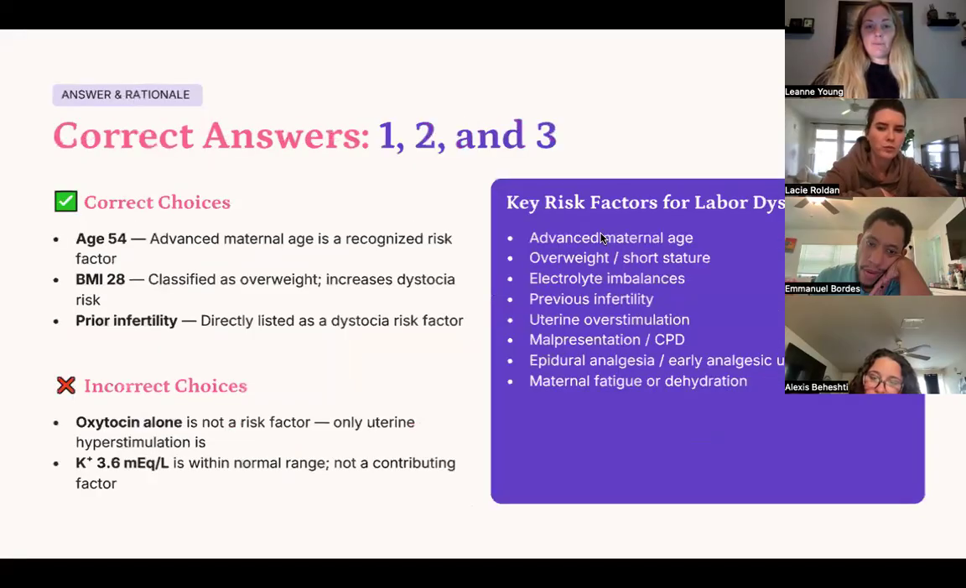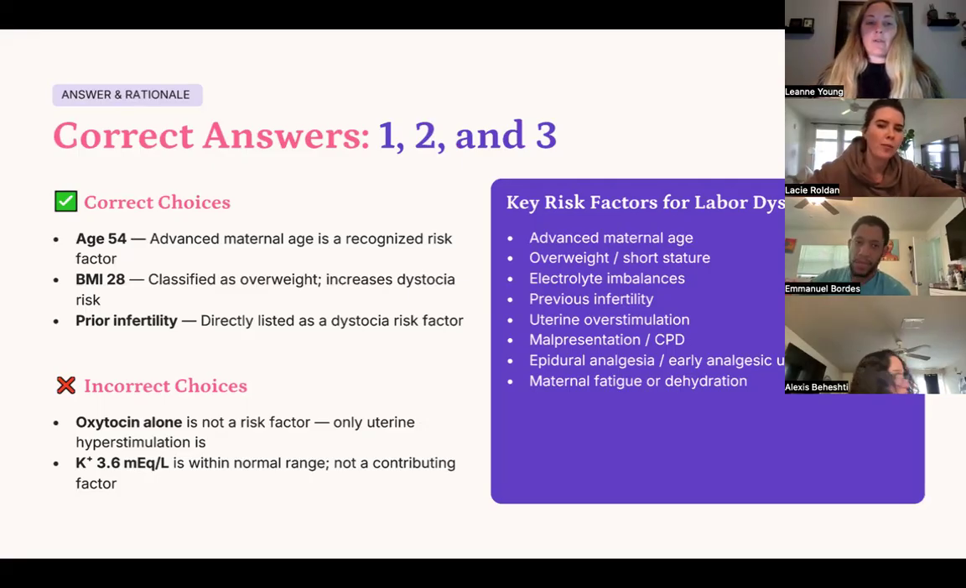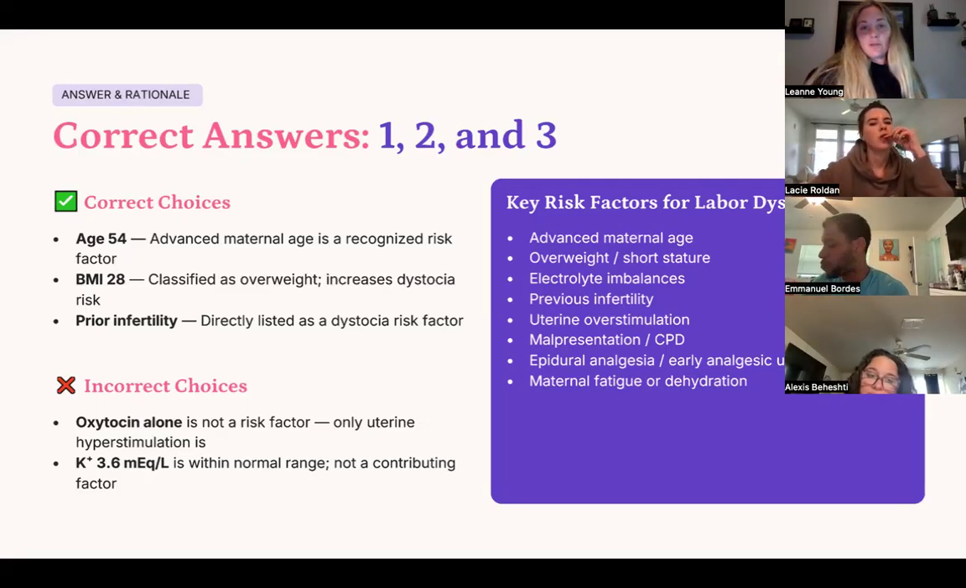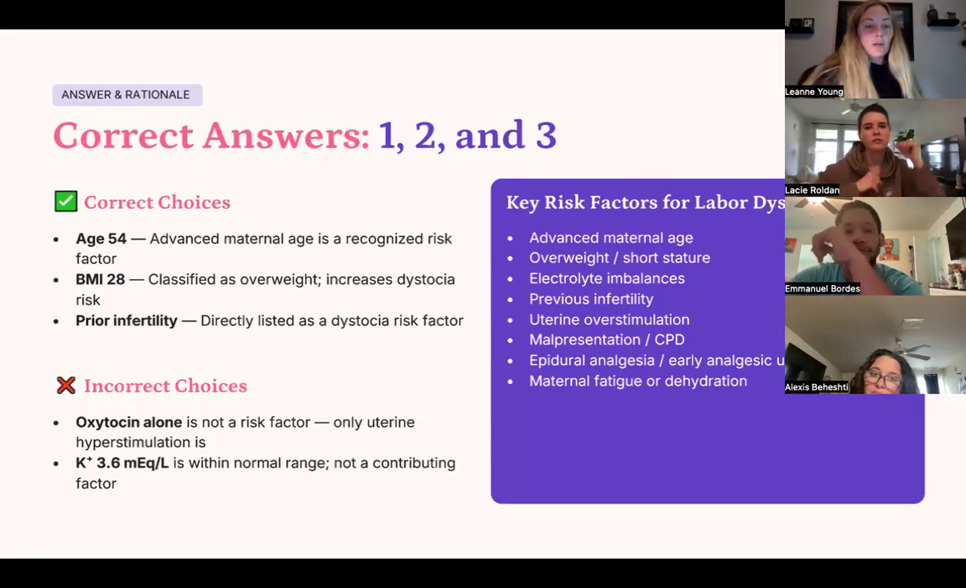Let's see. 1, 2, and 3. So an age of 54, so advanced maternal age is definitely a risk factor. BMI of 28 would be classified as overweight, which can increase our dystocia risk. They're not in that obese category because it's not over 30, but they're still overweight, so we can use that as a consideration. And then prior infertility is directly listed as a dystocia risk factor, okay? Because we did talk a little bit about how assisted reproductive technology or IVF can cause some dystocia in labor.